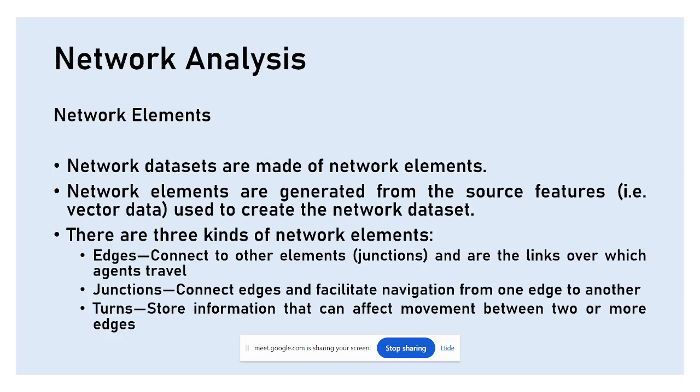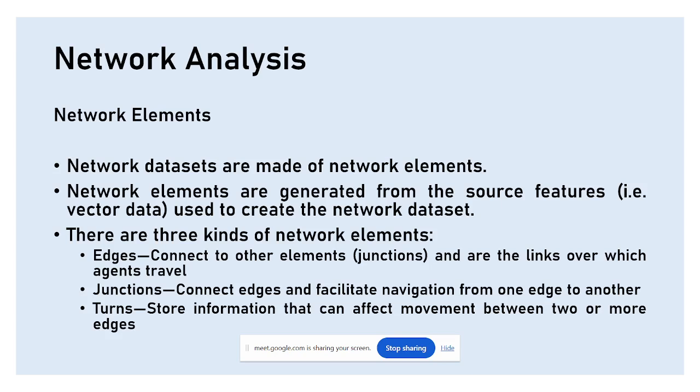So network datasets are made up of network elements. Okay, so network elements are generated from the source features, like whatever vector data that you're getting, like the point data, line data, or even the polygon data. Now the elements are created from this vector data, and then those elements are used to create the network datasets. So basically, what are these elements that we're talking about? Okay, so that we need to understand.